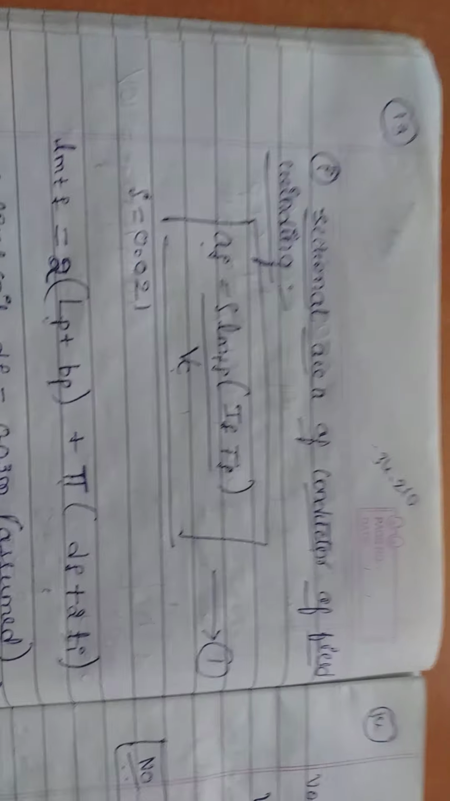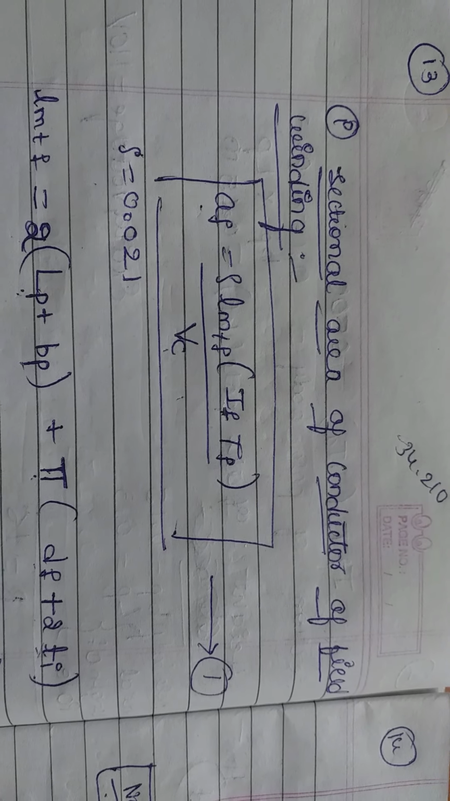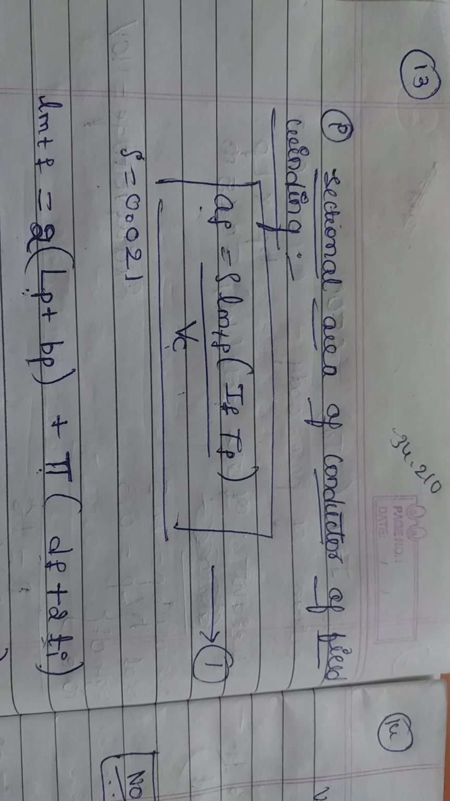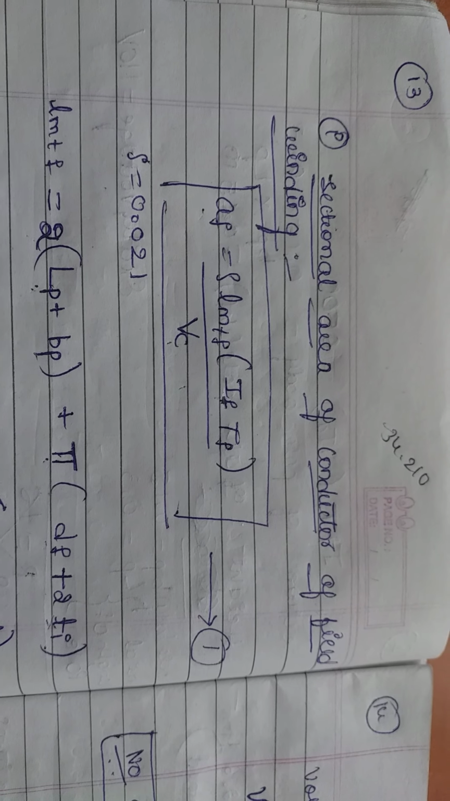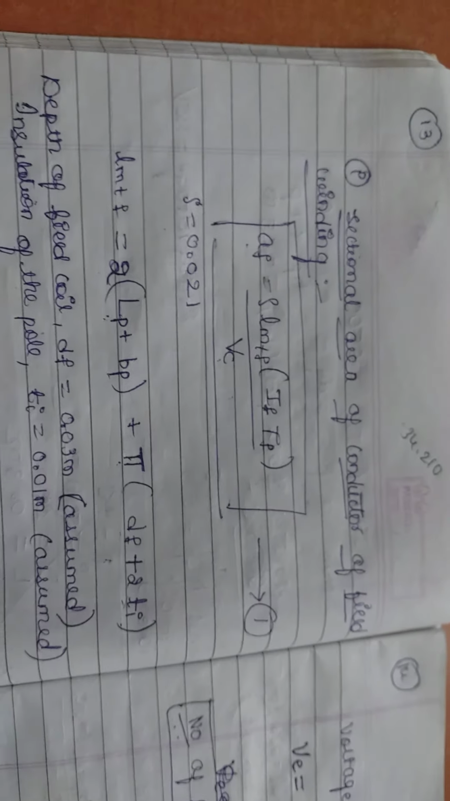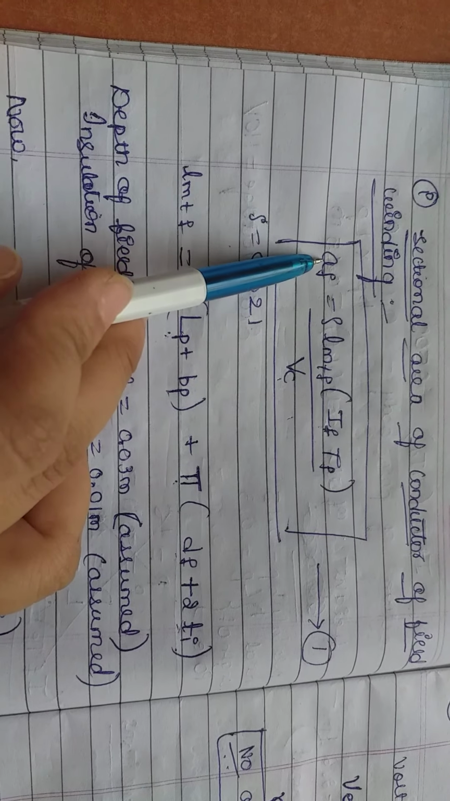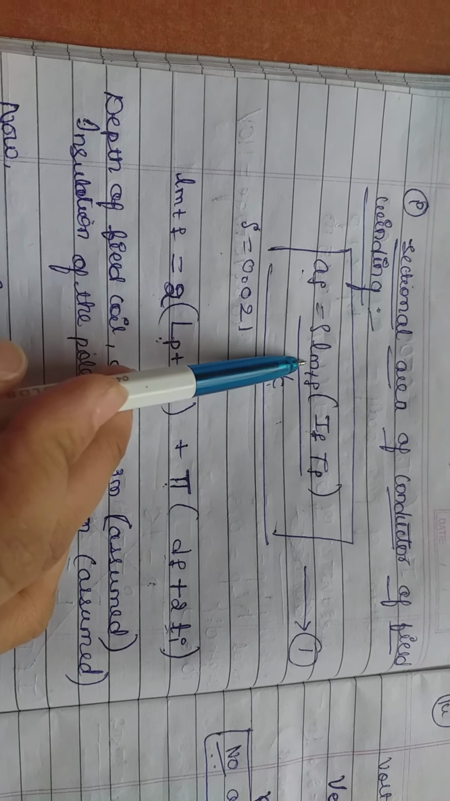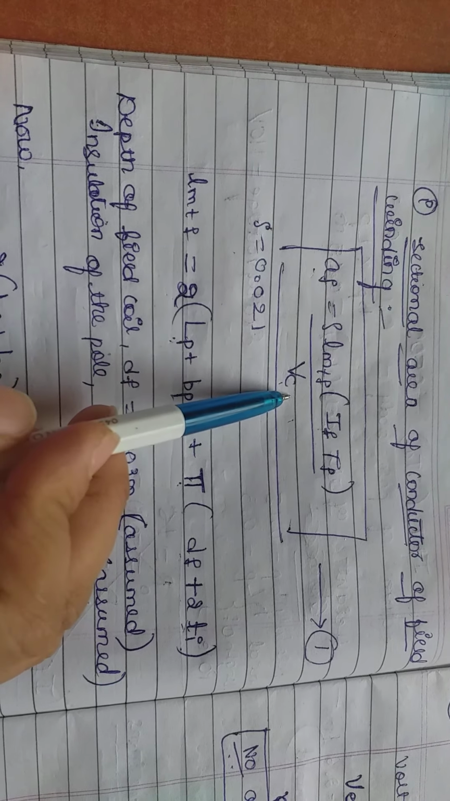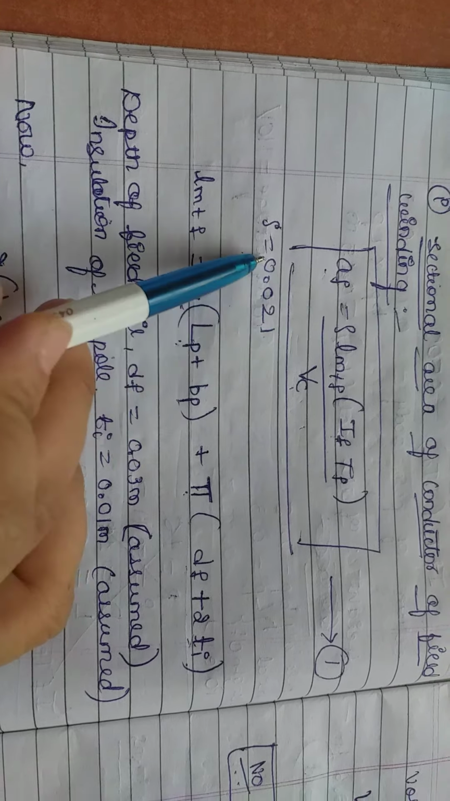Now let us move towards our first aim. What's our first aim here? Our first aim is to calculate the sectional area of conductor of the field winding here. For that, we can use this formula, that is AF is equal to rho LMTF IFTF divided by VC. Rho is a constant which is 0.01. So rho, next our aim is to find out the length of mean turn for the field winding.